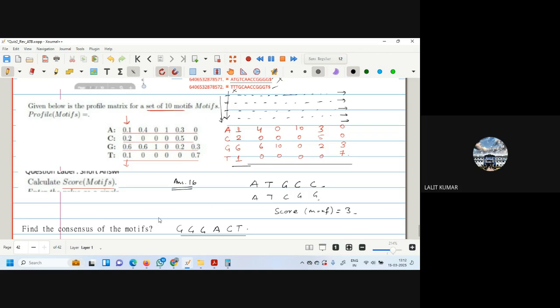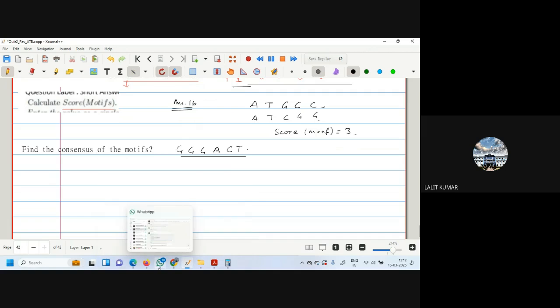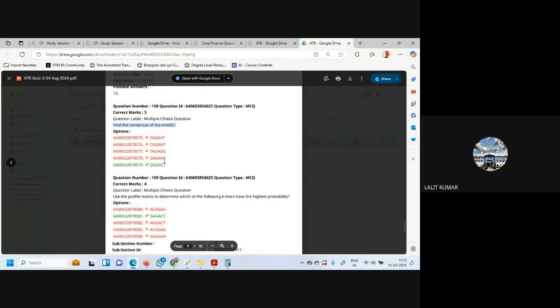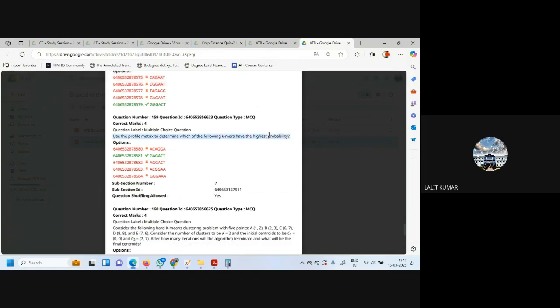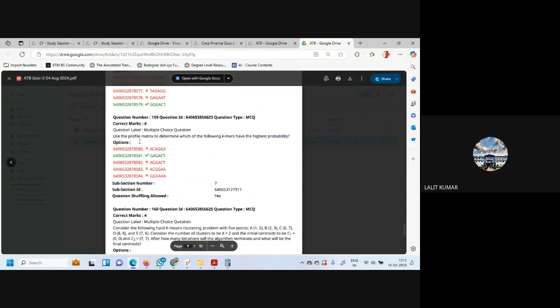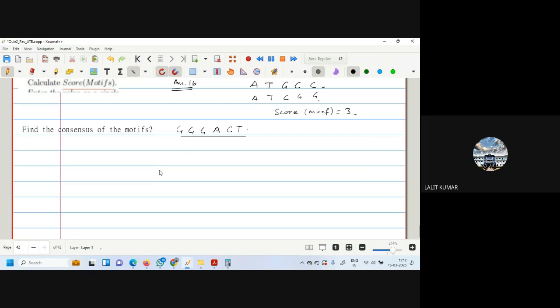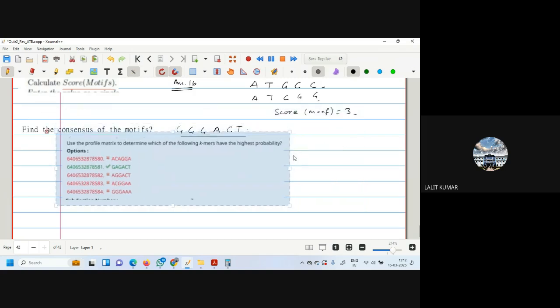Okay, this first one, I will try to check. Okay, so this is correct again, and this is also easy. Profile matrix to check this. So what you do, you just find the probabilities of this. This we have seen in one more question. So just use the probabilities.